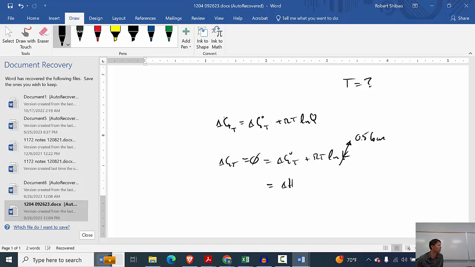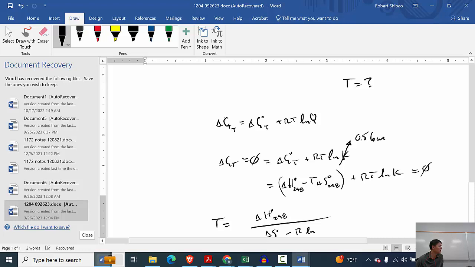But we know that delta G naught at temperature T is going to be about equal to delta H naught at 298 minus T delta S, not at 298. And so this is going to be under standard conditions. We'll just say it's about equal to that plus RT ln K. And we want this whole thing to equal zero. So we're going to solve this for T, and then we get the equation that we had derived earlier. T is going to equal delta H naught at 298, well, that's an assumption, divided by delta S minus R ln of K. Let's make sure I get the sign correct here. So I want to add this and subtract this, minus R ln of K.